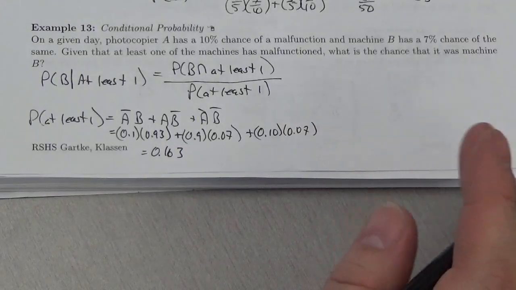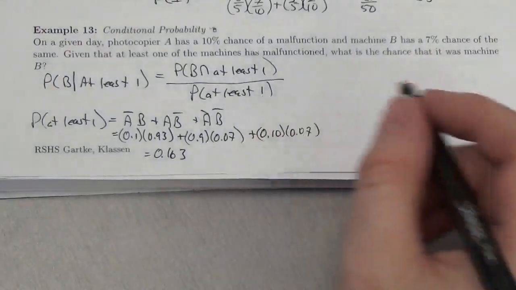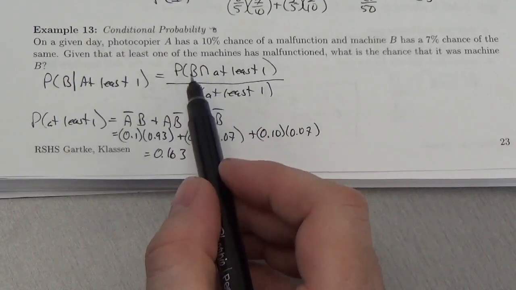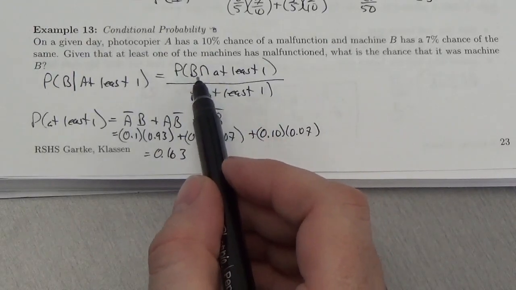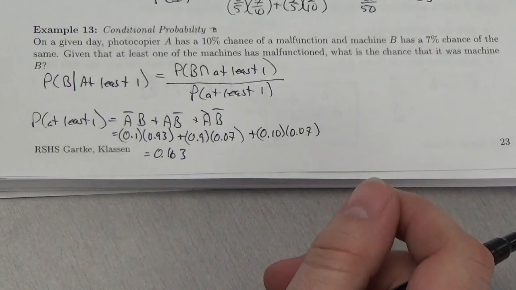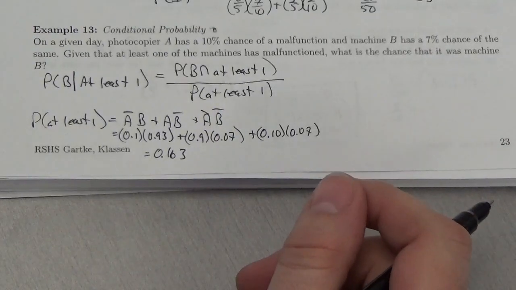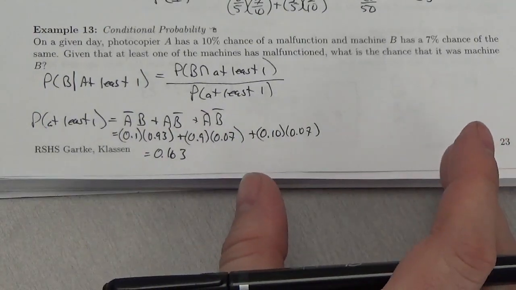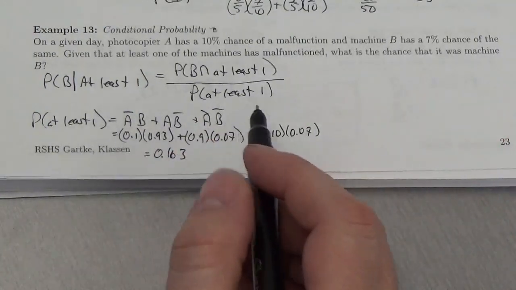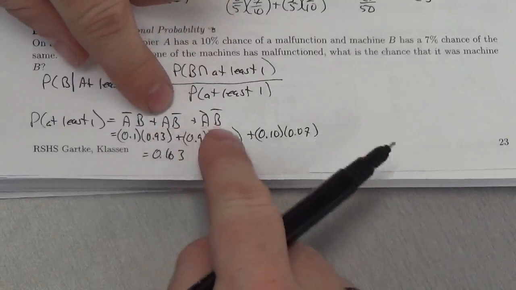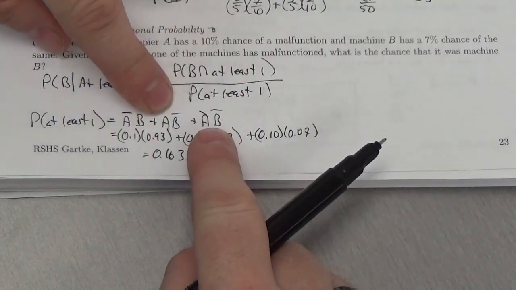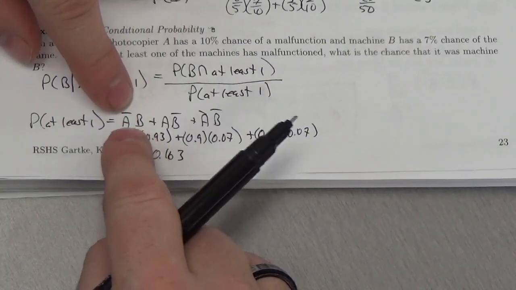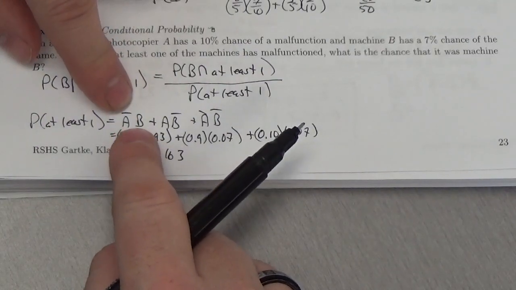Now, that's going to be our denominator here. Up here, it's the probability of B and at least one of those things going down. B and at least one of them going down, where they intersect, is going to be on these two terms. This is the one term where at least one happens, but B breaking down doesn't happen.